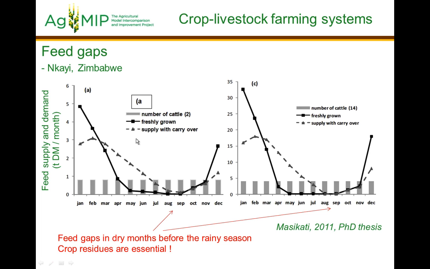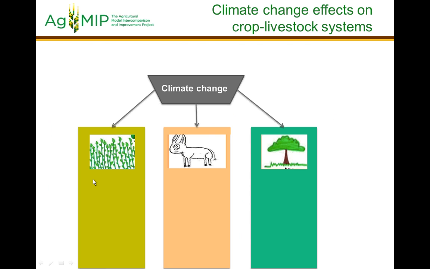And then we have supply with carryover, so that is not the fresh but the dried grasses that can still be consumed by the livestock. But also those go down, and so you see that there's an important feed gap from July up to November, let's say. And so in these months, again, the farmers rely heavily on crop residues to keep their animals alive.